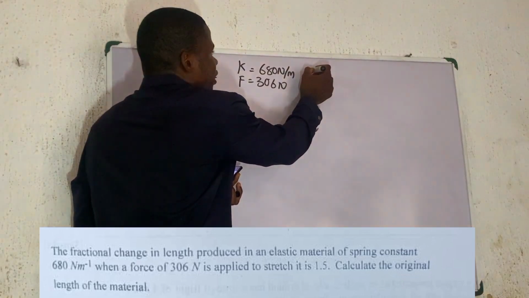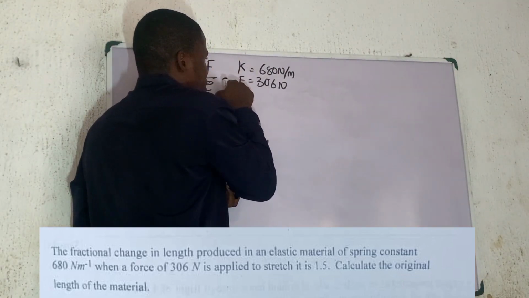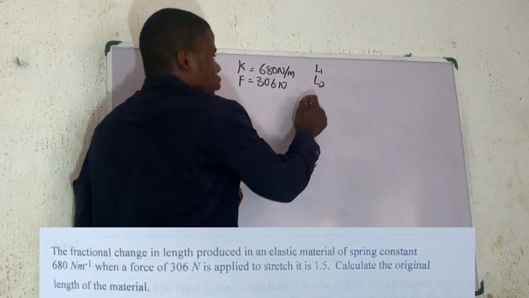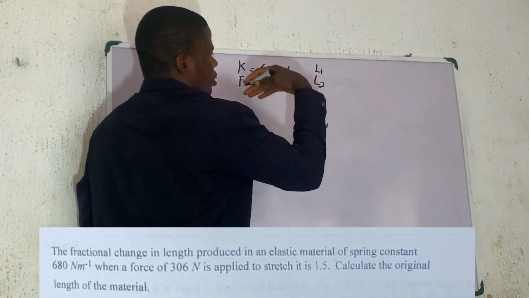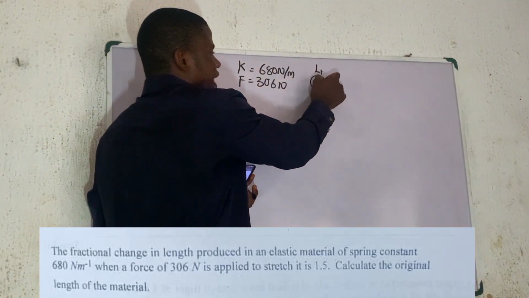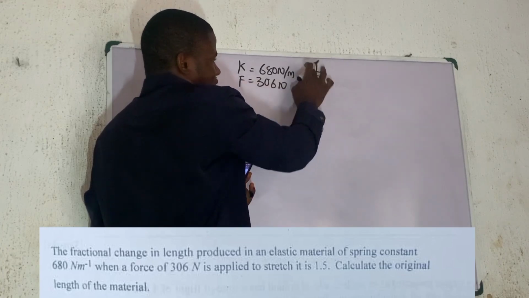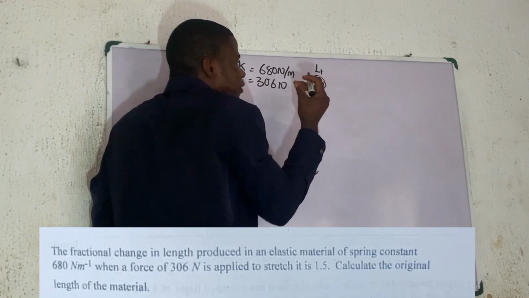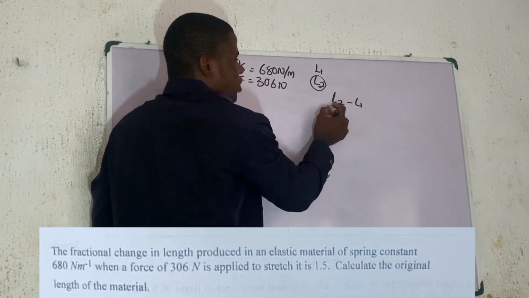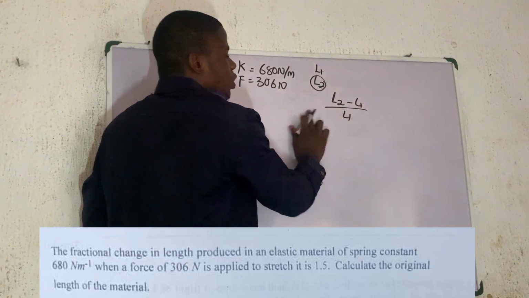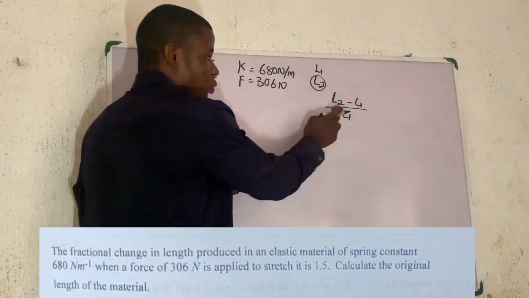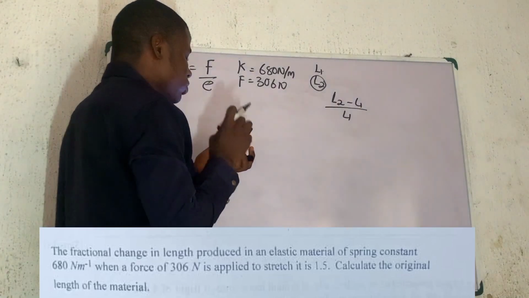As in this question, we have the original length, which we call L1, and the new length, which we call L2. If the length was given a certain value and later increased, that's the new length. What will be the fractional change in length? The change in length will be the new length minus the original length, all over the original length. Does it make sense? So I have the fractional change in length.